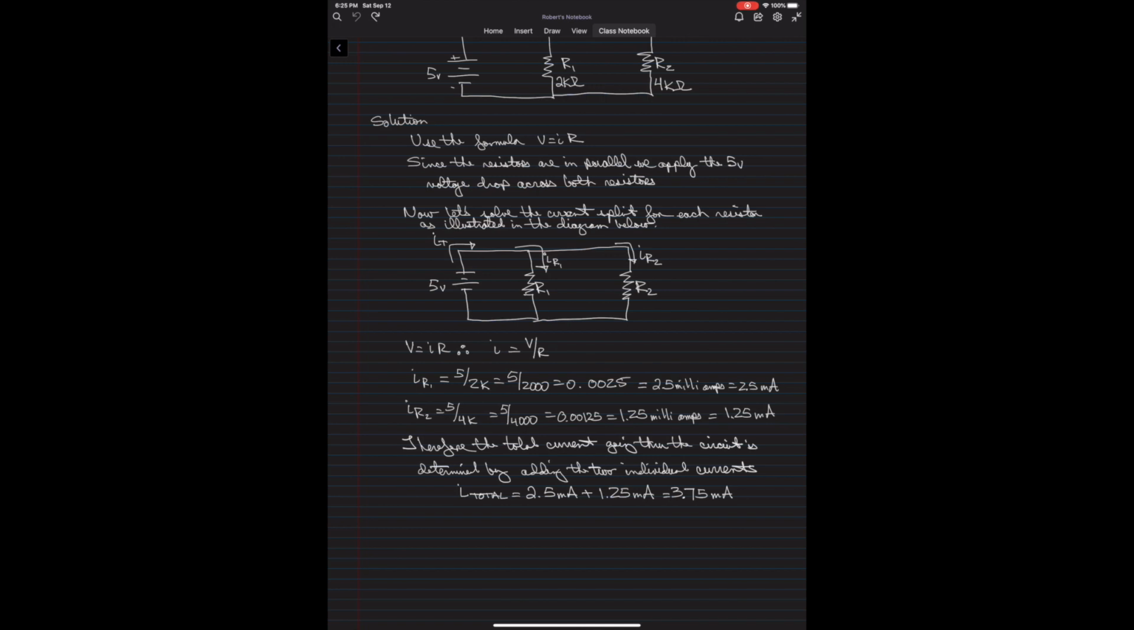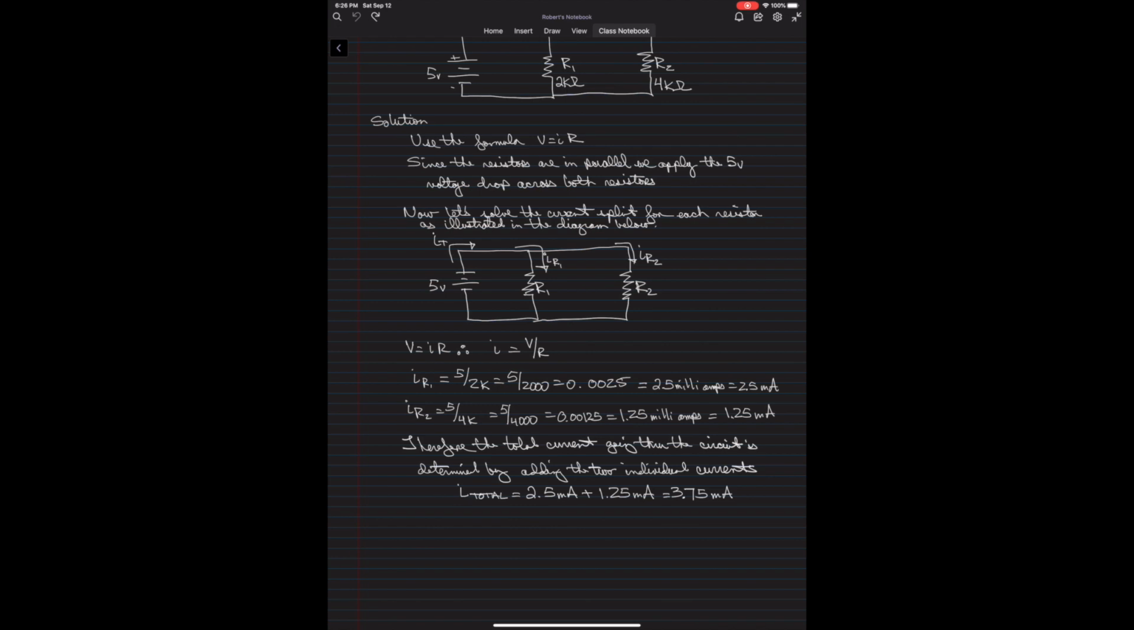All right, now let's determine the current going through the second resistor. That's going to be called IR2, the current going through this resistor. Well, that's a 4K, as you can see over here, a 4 kilo ohm resistor. So 5 divided by 4K is the same thing as 5 divided by 4,000, which is 0.00125. That's the same thing as 1.25 milliamps, but we don't write it like that. We write it like this, 1.25 mA.